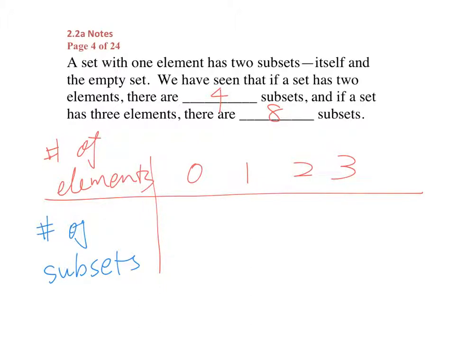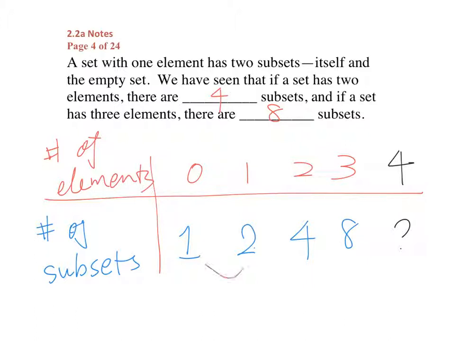You will notice that there is a relationship between the number of elements and the number of subsets. If a set has 0 elements, meaning an empty set or a null set, the null set itself is a subset, and that's the only subset. When I have one element in a set, I expect to see 2 subsets. When I have 2, I expect to see 4 subsets. When I have 3, I expect to see 8 subsets.